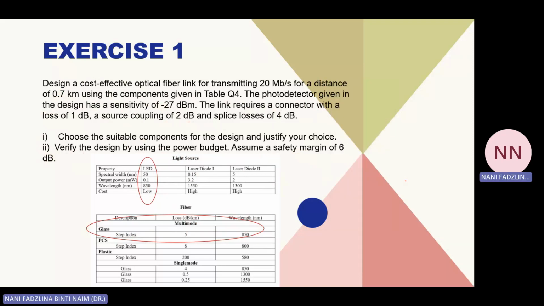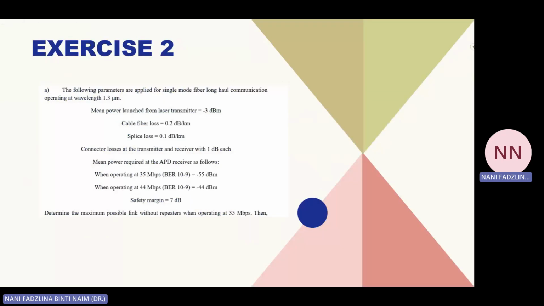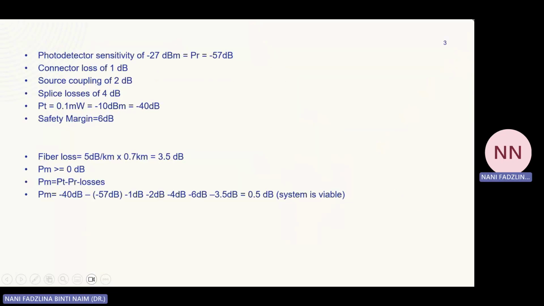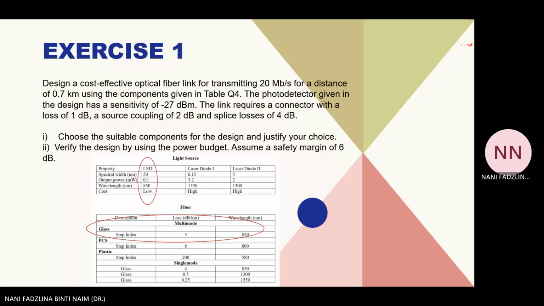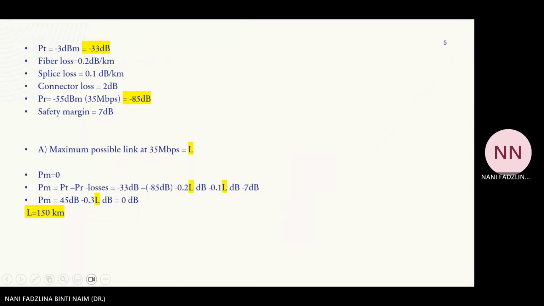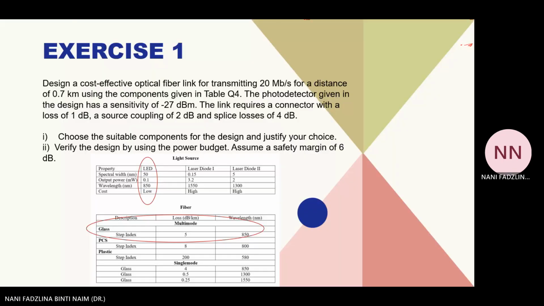Okay, so for this type of question, we need to use the equation for the power budget. As I've mentioned before, you can just use this formula. Okay, so the formula for power budget is power margin must be greater than or equal to 0. And the equation for power margin is equal to power transmit minus power received minus all the related losses minus safety margin. So if safety margin is not given, you just need to ignore it.